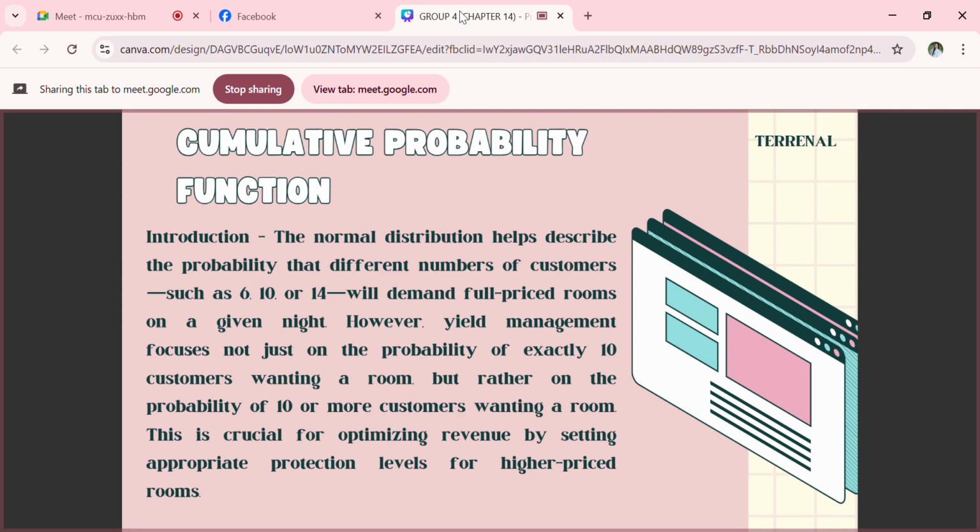Let's proceed to the cumulative probability function. So the normal distribution helps describe the probability that different numbers of customers, such as 6, 10, or 14, will demand a full price room on a given night. However, yield management focuses not just on the probability of exactly 10 customers wanting a room, but rather on the probability of 10 or more customers wanting a room. So this is crucial for optimizing revenue by setting appropriate protection levels for higher price rooms. Next slide please.